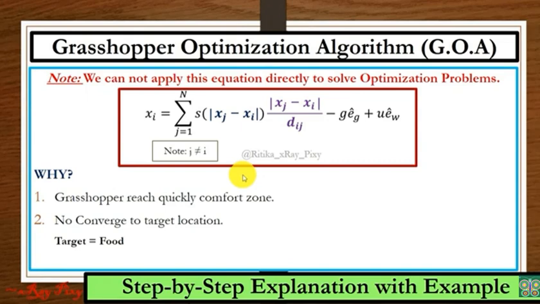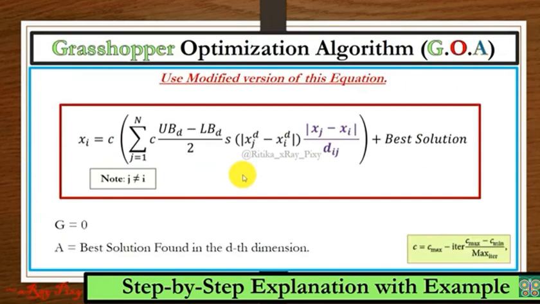Why? Because when you use this equation directly to solve an optimization problem, there is no convergence to the target location and the grasshoppers reach the comfort zone quickly. So instead of this equation, we will use a modified version of this equation, that is this one.